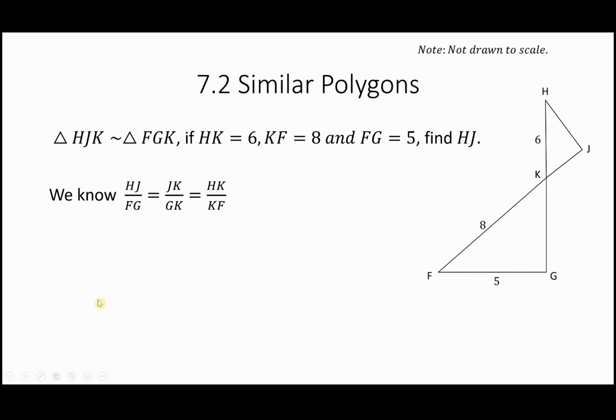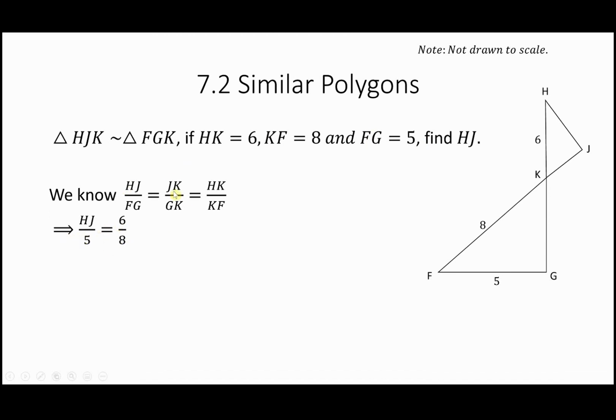Okay, now we can take the given values and replace them with the measures of each edge that are known to us, like so. HK and KF were given to me, so that's the 6 over 8. And then HJ over FG was the other thing that was given to me. So I'm going to go ahead and take those two ratios and set them equal to each other.